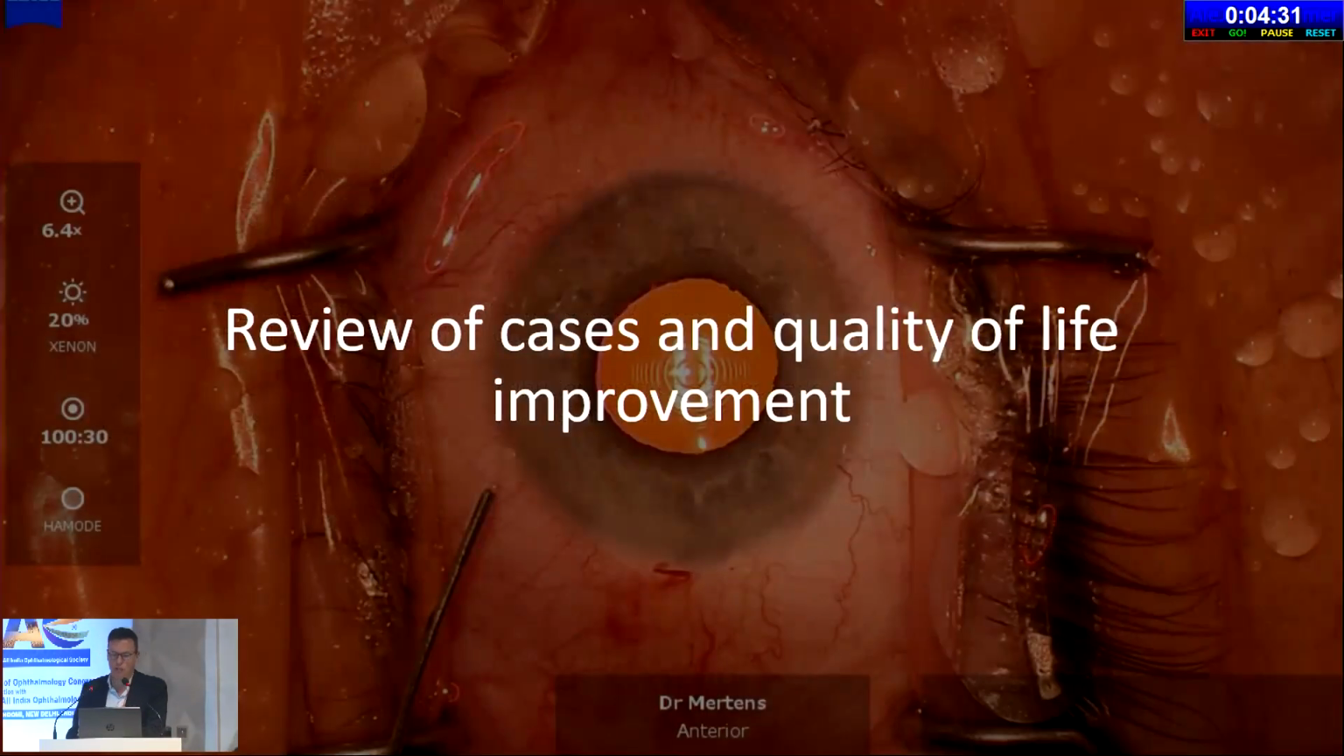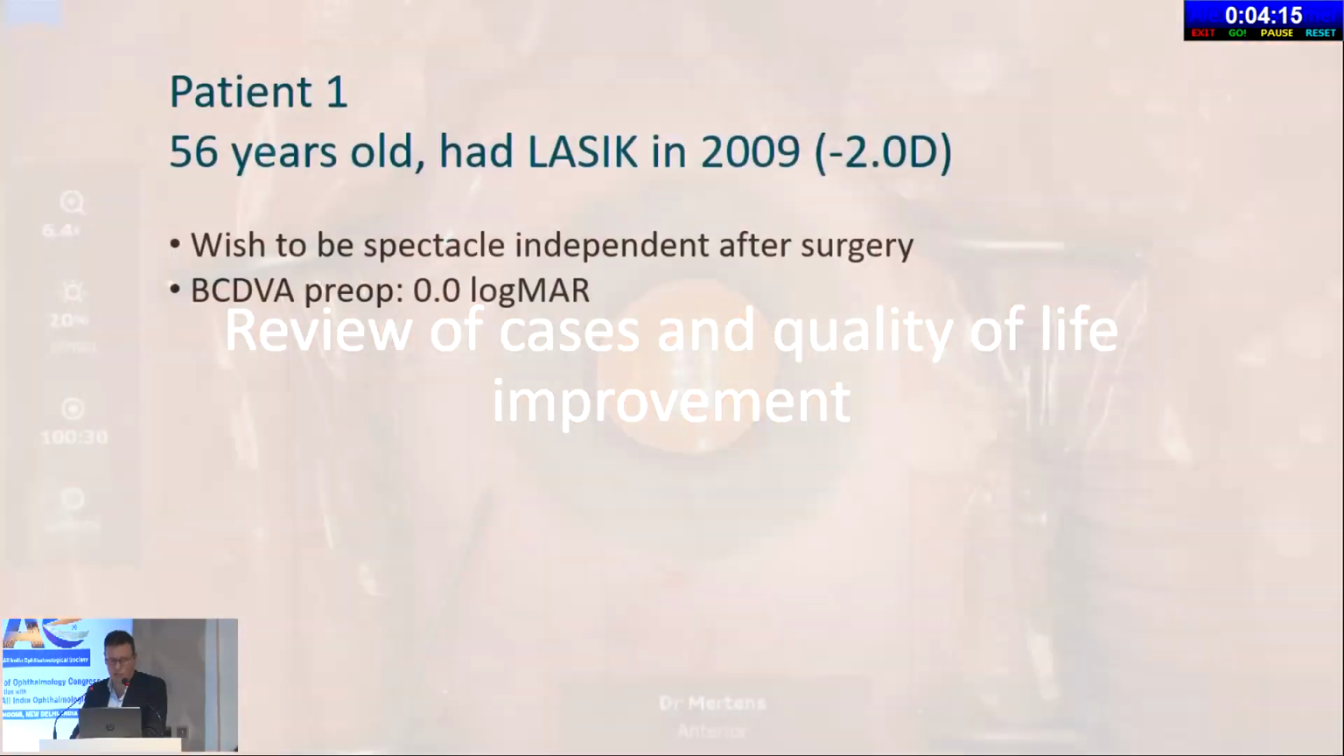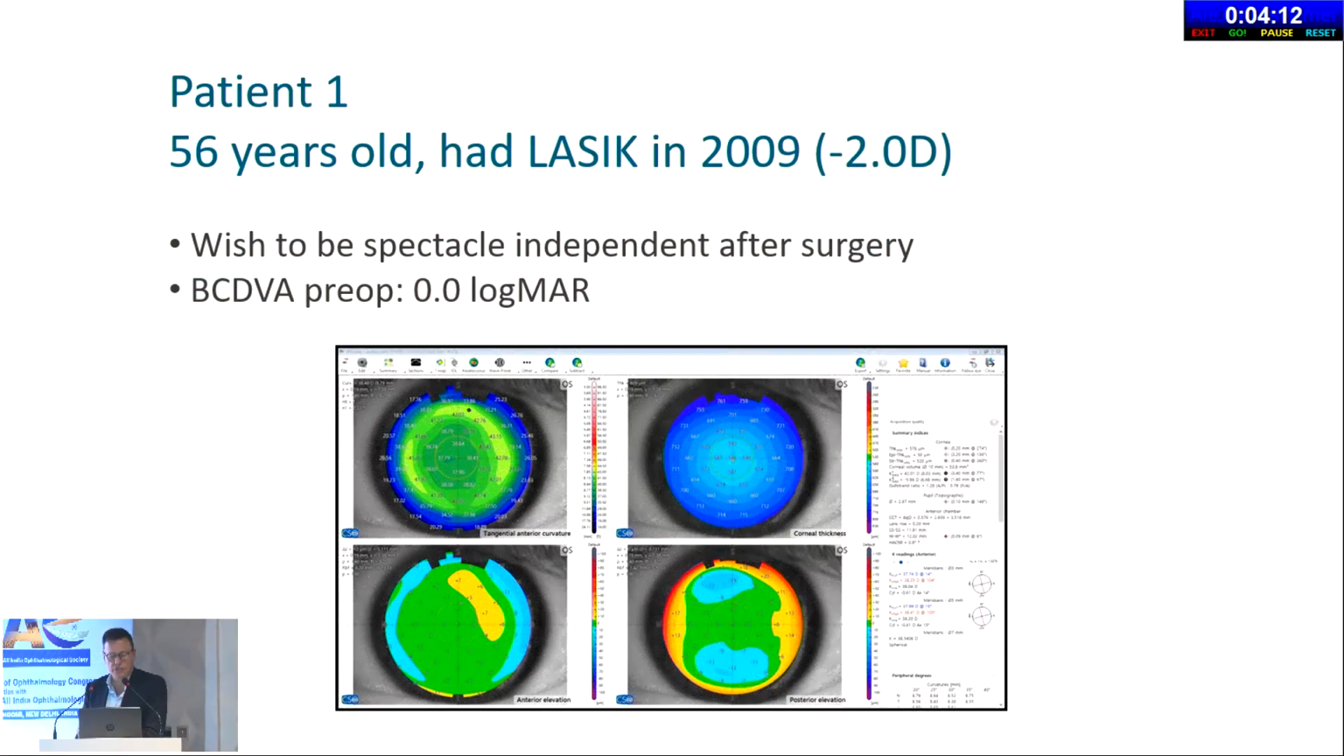Now I will show you a few more complicated cases, because what we see is that a lot of patients we treated 20, 30 years ago, post-LASIK, post-PRK cases, now come in because they have reached presbyopic age and they want to stay free of glasses. So this is the first patient I want to show you. It's a 56-year-old who had LASIK in 2009, performed by me for a minus 2. His best corrected distance visual acuity is still 20/20, but he needs reading glasses.